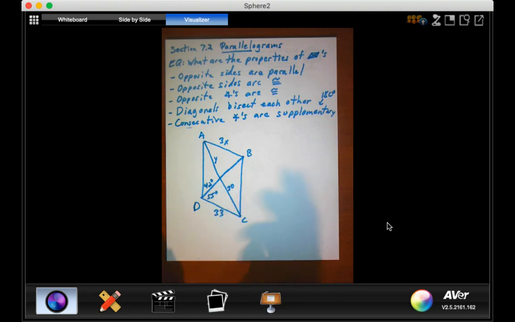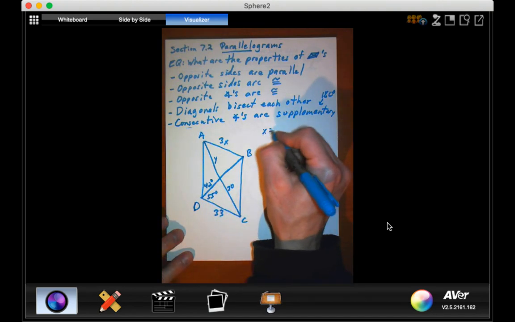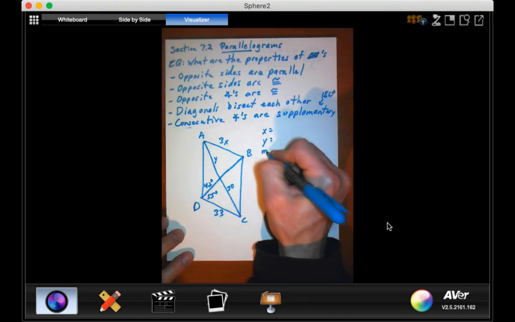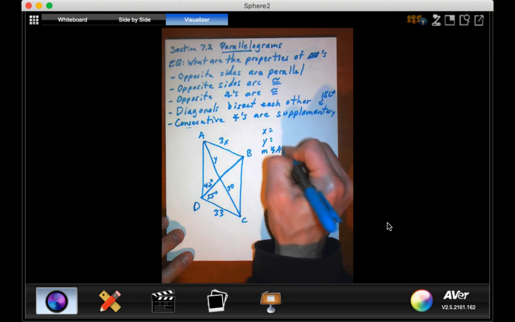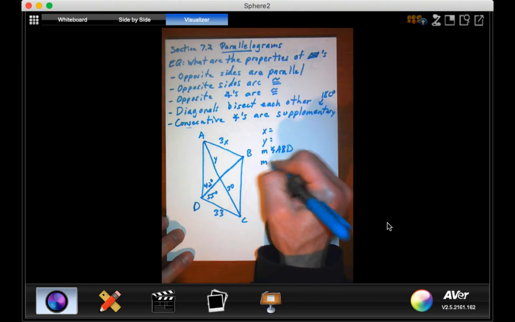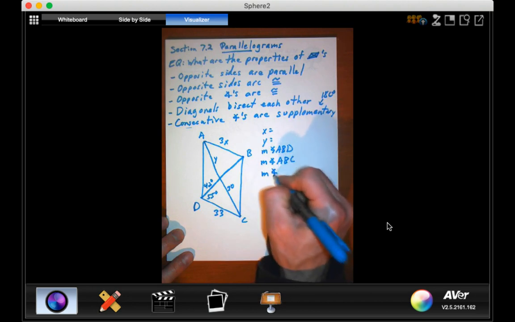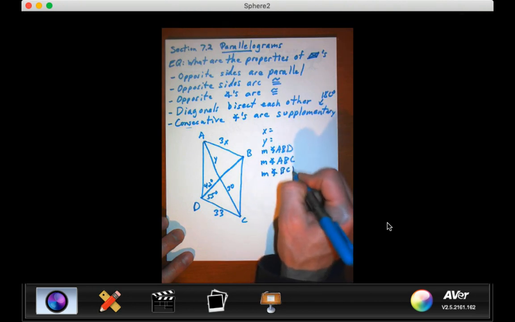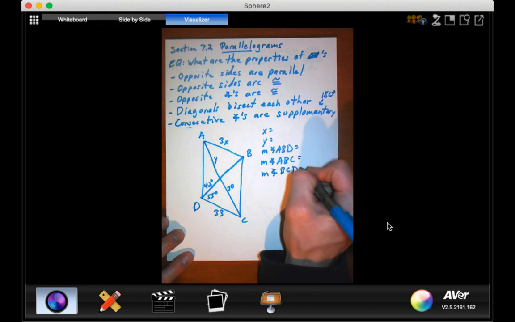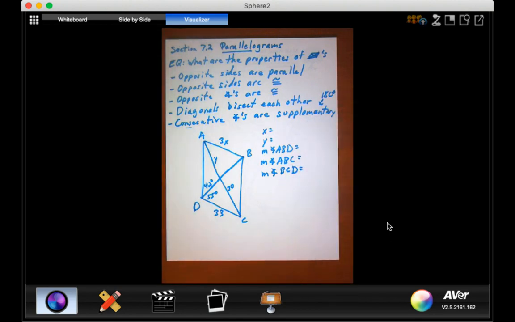So there's 5 things they're going to ask us for: x, y, the measure of angle ABD, the measure of angle ABC, and the measure of angle BCD. Those are the 5 things they will ask us for. So let's give it a shot here. See how many of those we can find.